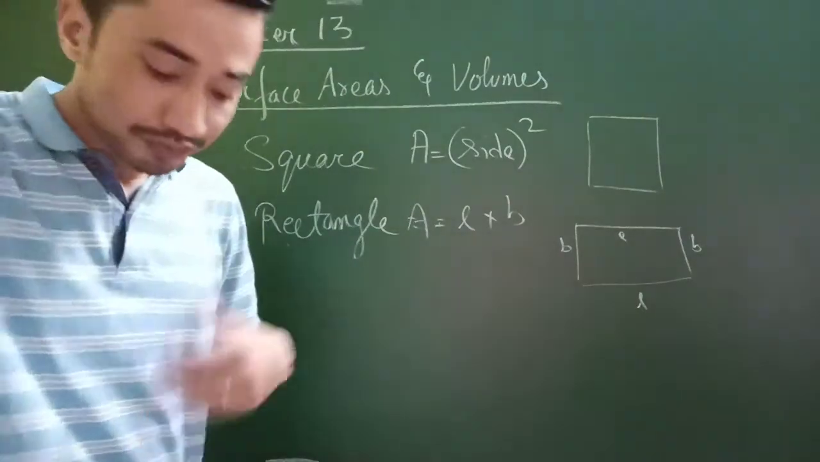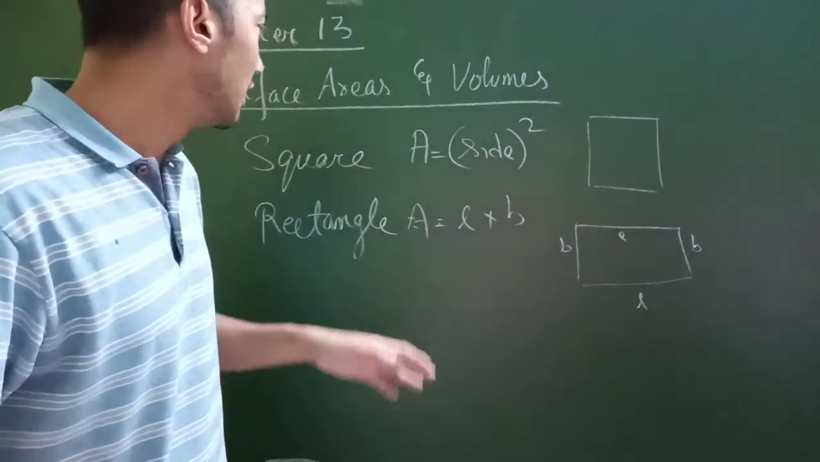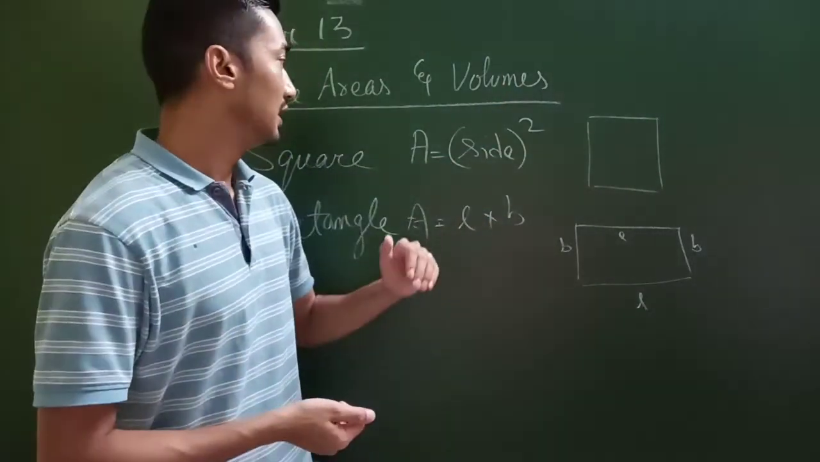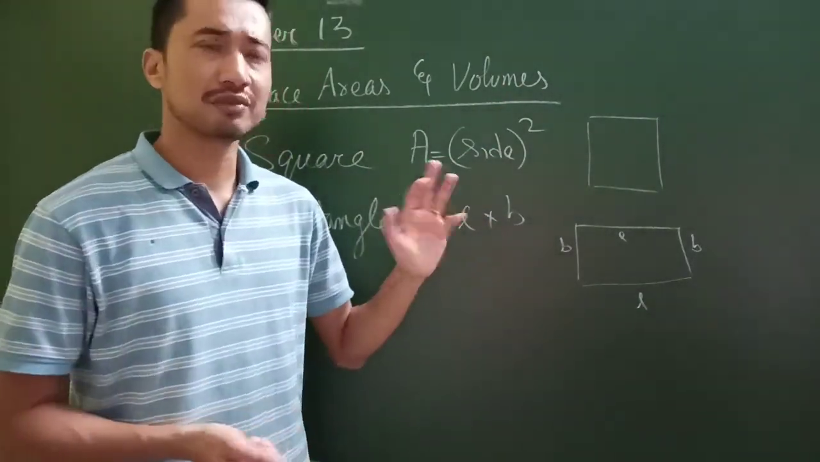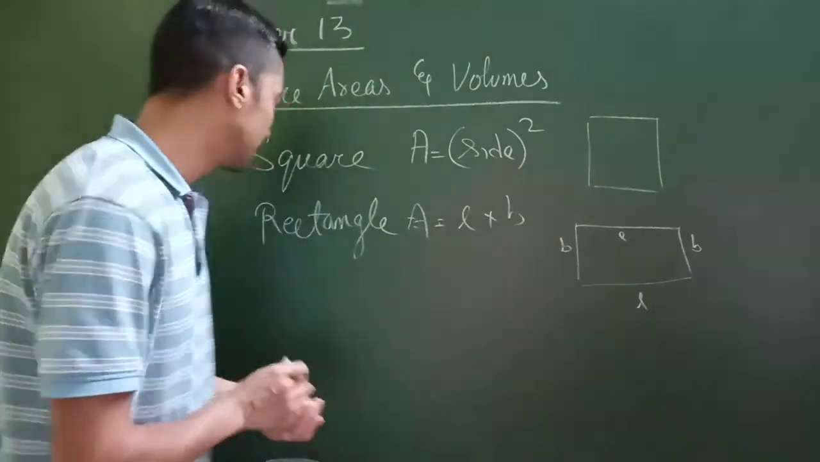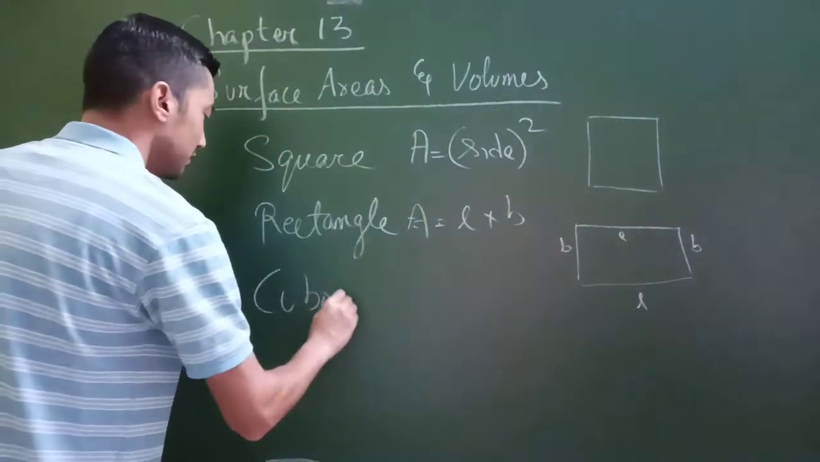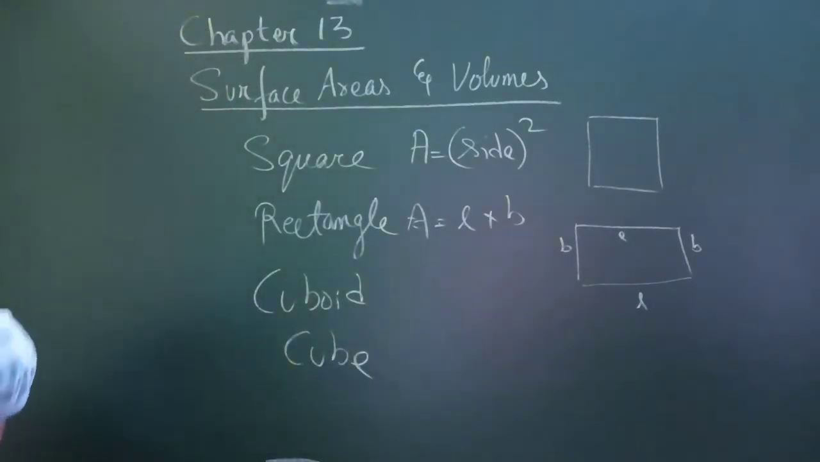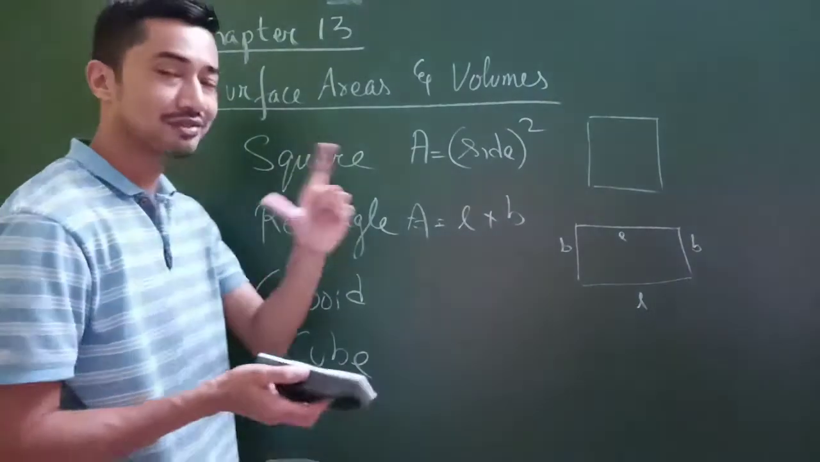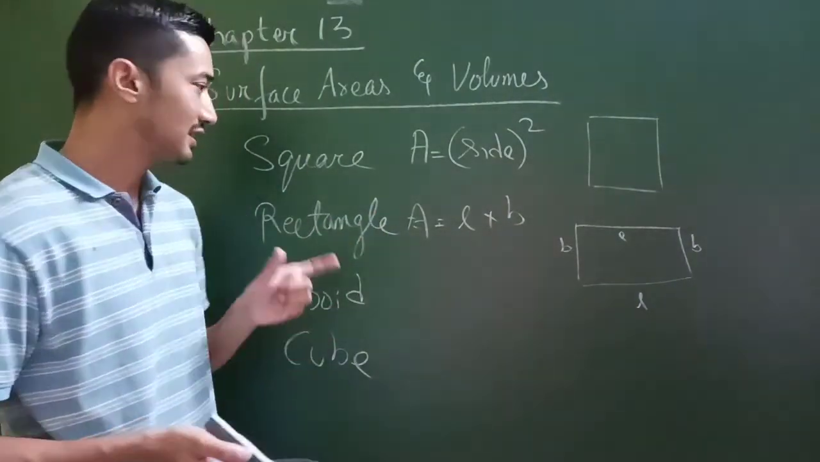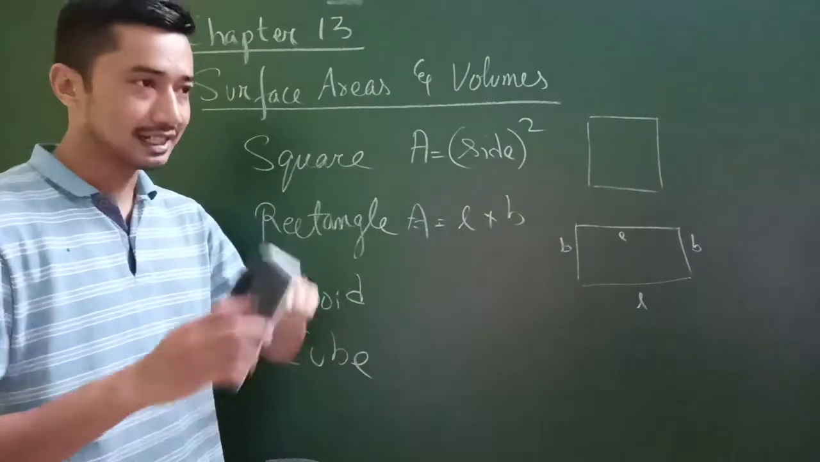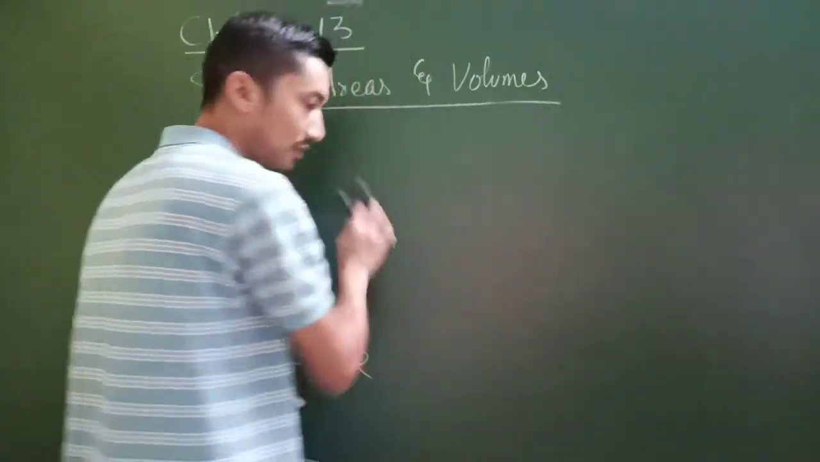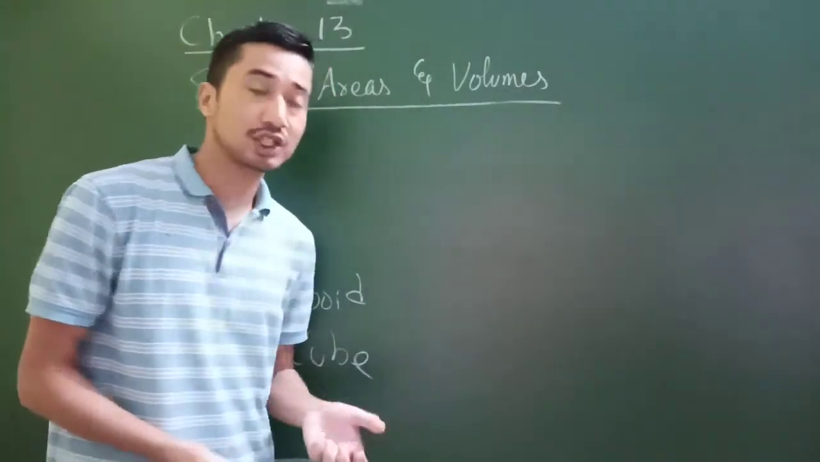But now we are going to be studying two figures, the three-dimensional figure of a square and the three-dimensional figure of a rectangle, I would rather say, which are called cuboid and cube. Generally a cube is like a three-dimensional figure of a square. A cuboid is like a three-dimensional figure of a rectangle. Not exactly, but in some sense. Okay.